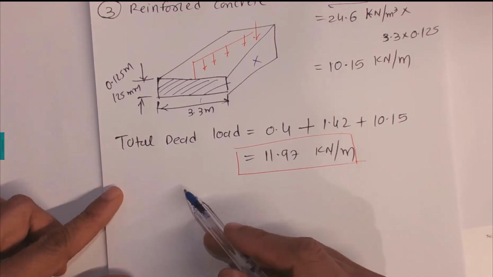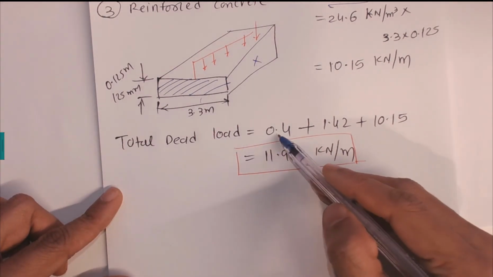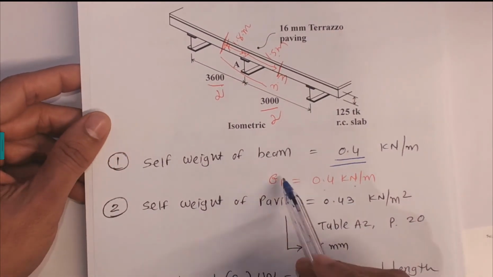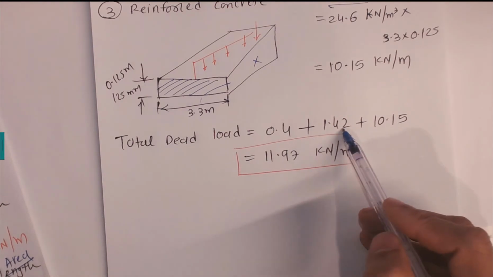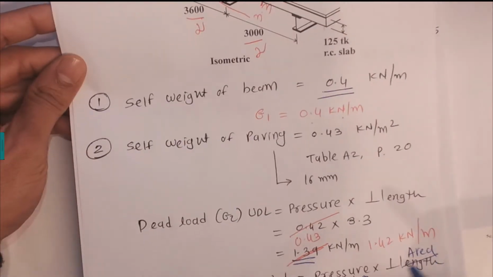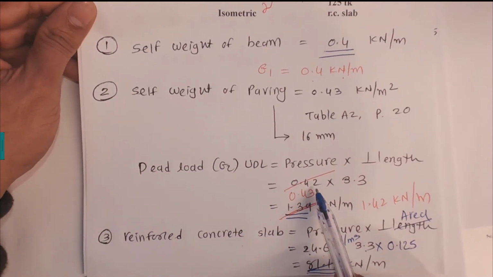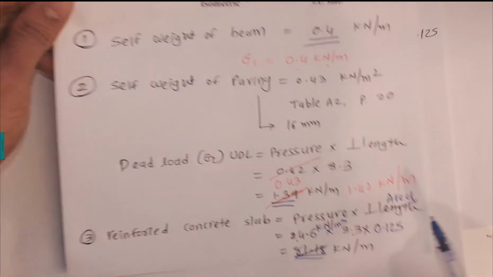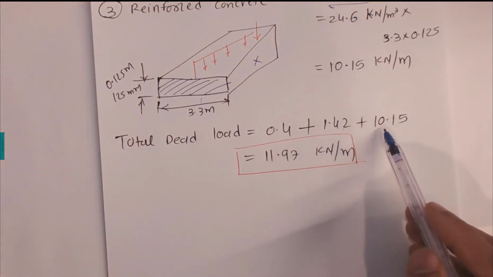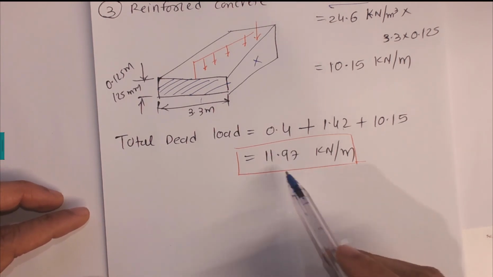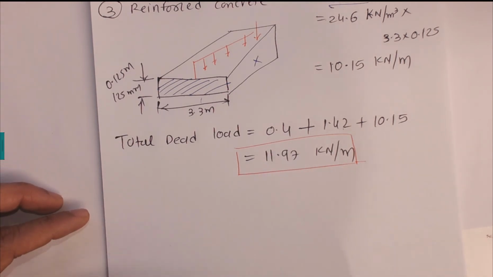So the total dead load on the steel beam A is 0.4 kilonewton per meter, which we calculated in the previous step as the self weight of the beam, then 1.42 kilonewton per meter, which is the paving self weight, calculated as pressure times perpendicular distance, and the last one is 10.15 kilonewton per meter. If we add them all, the final answer is 11.97 kilonewton per meter.